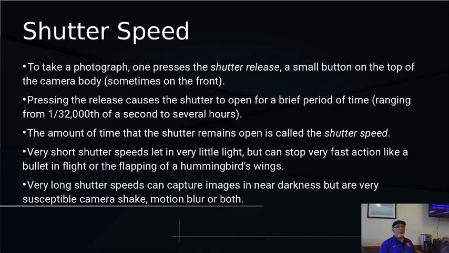Very long shutter speeds have the ability to capture motion over time, low light situations, or capture images in near darkness. Okay? Remember what I said before. This is mitigated by the other two controls. You can fiddle with your shutter speed if you adjust the other two to accommodate it. Okay?